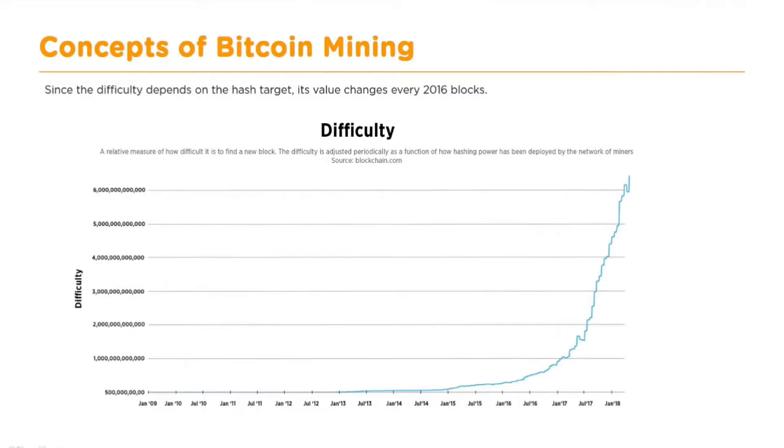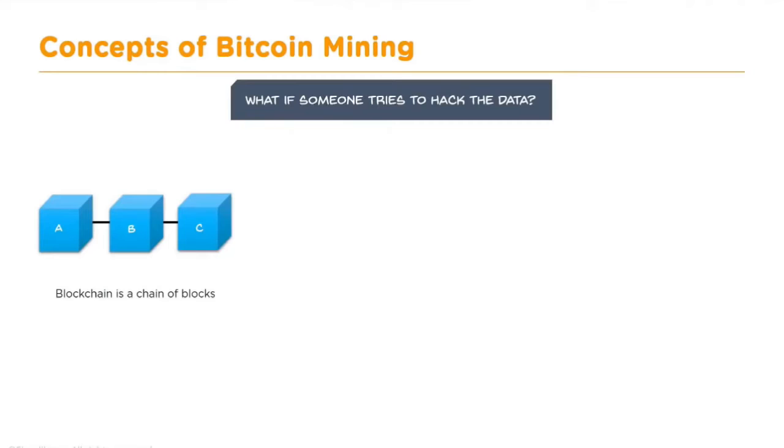So as for the resources which were required to do mining in 2009, today you require more hashing power, more computing power in order to do the mining. Now, what if someone tries to hack the data?